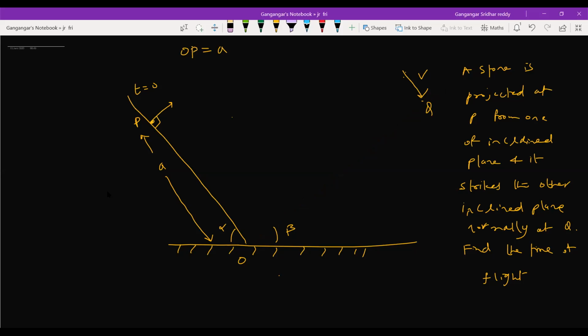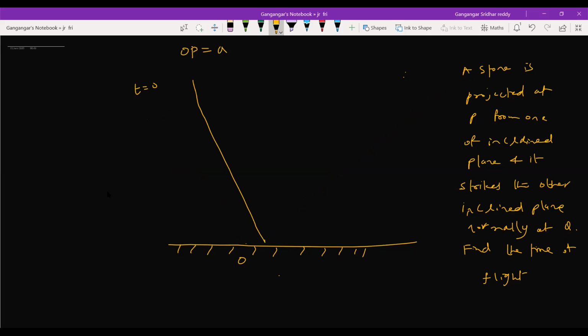Same diagram. Some of you are asking about the same diagram. I'll redraw it so that it'll be easy for you. You can continue your work. I'll make it a little bit easier for you. This is alpha, this is beta. I'm projecting normal to it. I think now it's very clear for you, and it will strike at point Q.